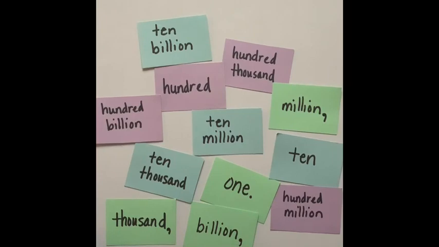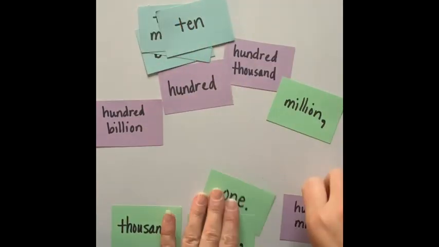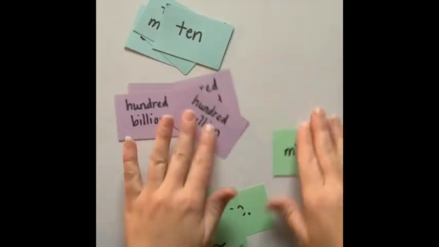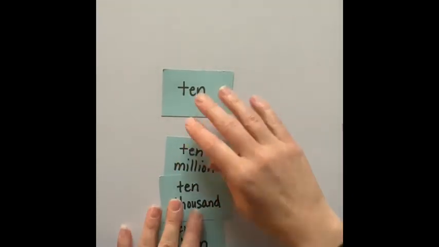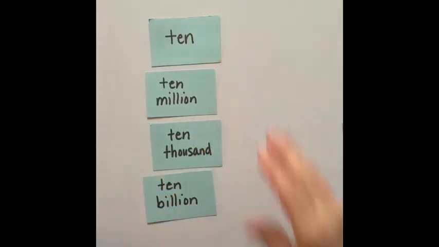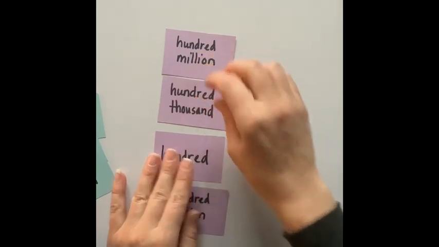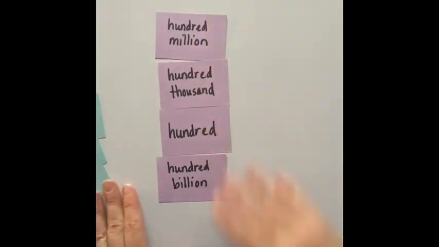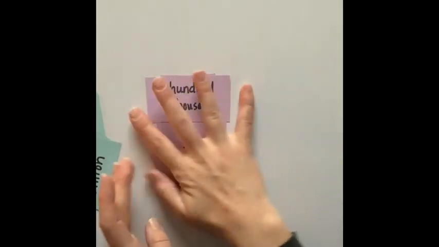Now, some of you might have found the patterns that all of these blue cards, there are obviously purple cards and there are green cards. If we take a look at each one of these, we have 10, 10 million, 10,000, 10 billion. All of our blue cards have the word 10 in them. Same with our purple cards, 100 million, 100, 100,000, billion. All of our purple cards have the word 100 in them.